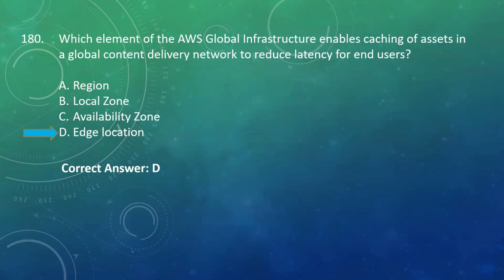Edge locations are part of the AWS content delivery network and are distributed data centers located in different geographic locations across the world. These edge locations serve as caching endpoints and are responsible for delivering content, including static files, videos, images, and other assets to users with low latency and high data transfer speeds. When a user requests content, it is cached at the nearest edge location, reducing the round trip time and improving the overall performance for end users in that region.